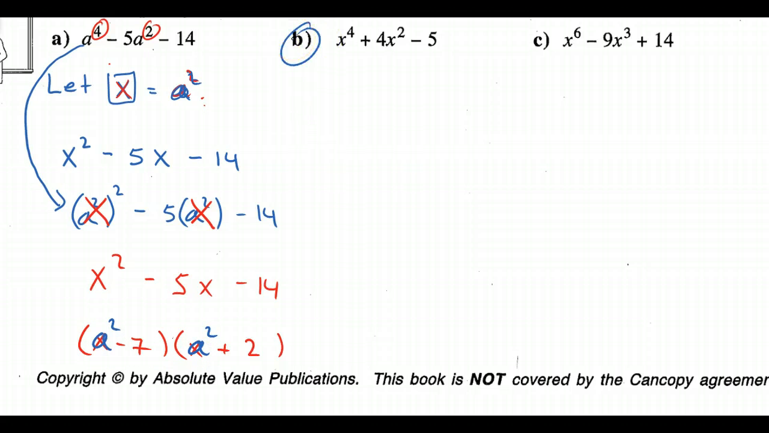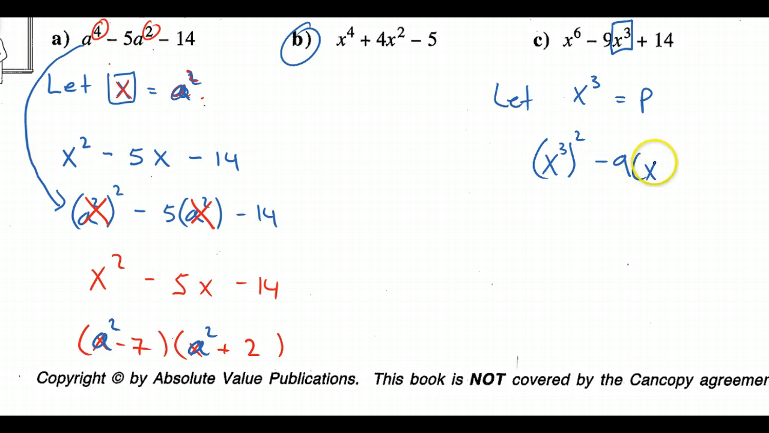I'm going to jump right to C. Again, in this case, I'm going to let this whole thing equal x. I have to choose a different letter now. So x cubed, let x cubed equal, I don't know, p. Doesn't matter what you choose here. Well, now look what happens here. So x to the 6 can be written as (x to the 3) squared minus 9x to the 3 plus 14.